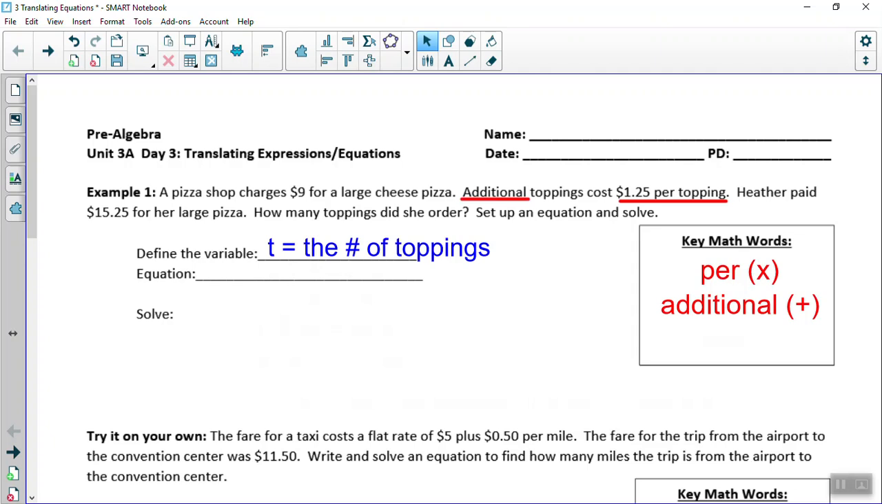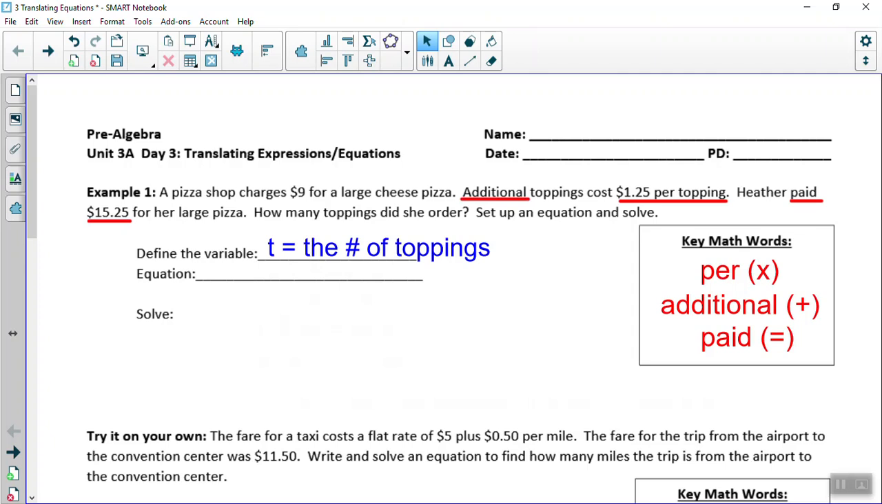All right, so over here, the pizza shop charges $9 for a large cheese pizza. $9 plus $1.25 times t. Heather paid $15.25. That word paid is going to tell us that that's where our equal sign goes. That's her total.